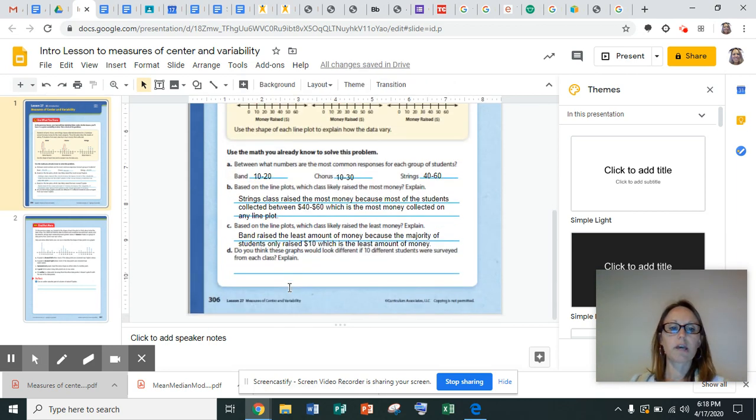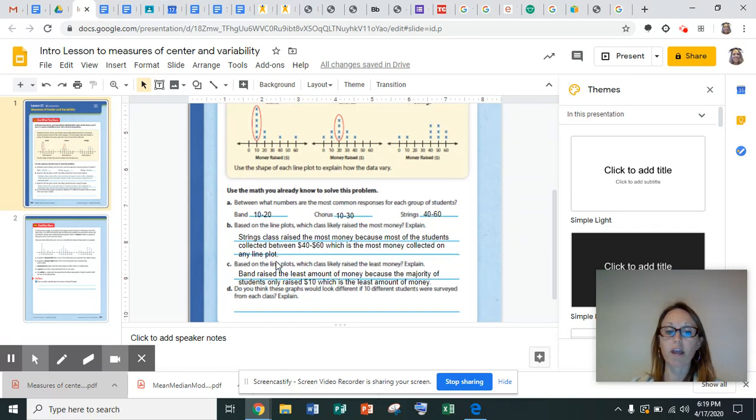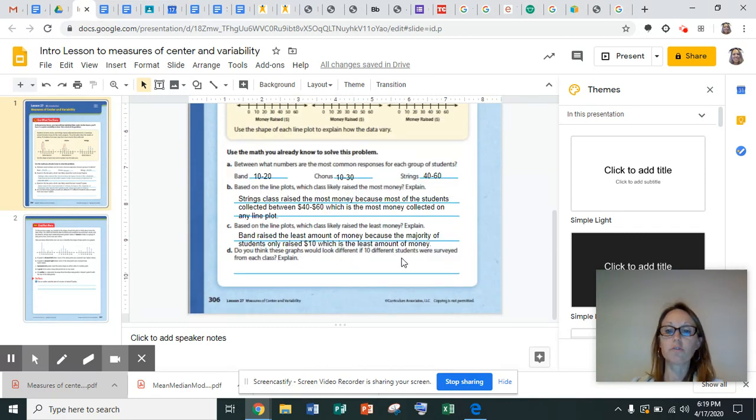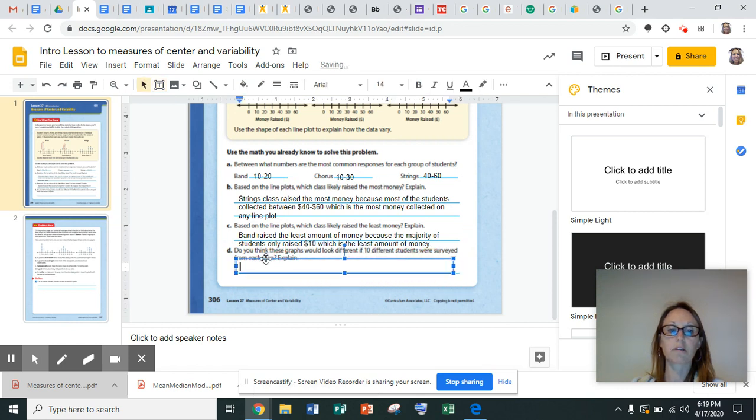Okay, now the next one says, do you think these graphs would look different if 10 different students were surveyed from each class? Because this is a statistical question and because it has a lot of variety, if we ask 10 different students, I think that the data is going to be different because there's going to be a variety in the data. So I would say yes, because of the variety of answers from 10 different students.